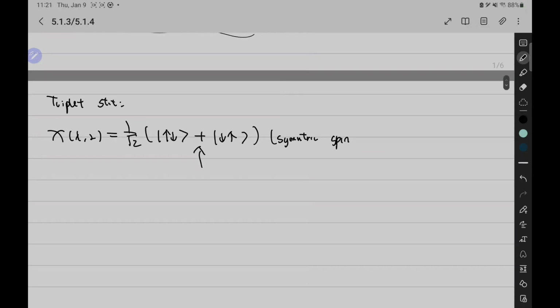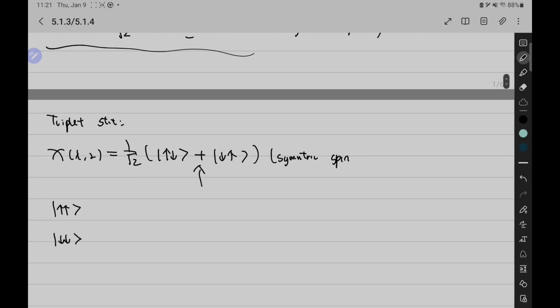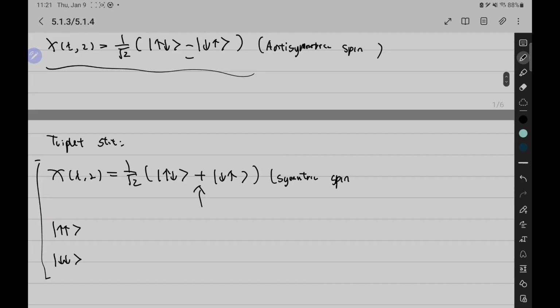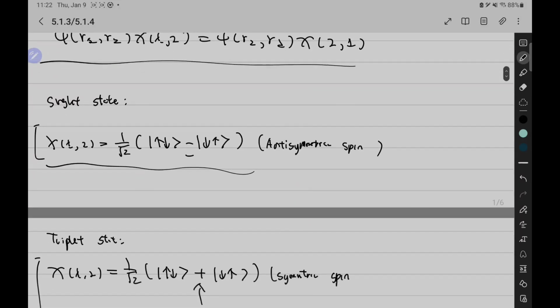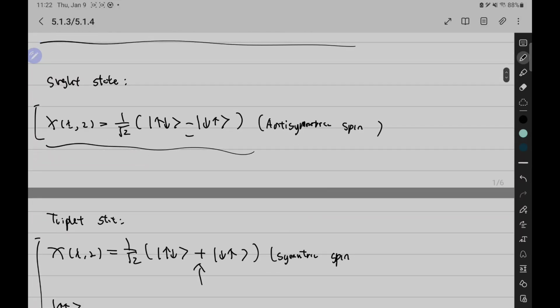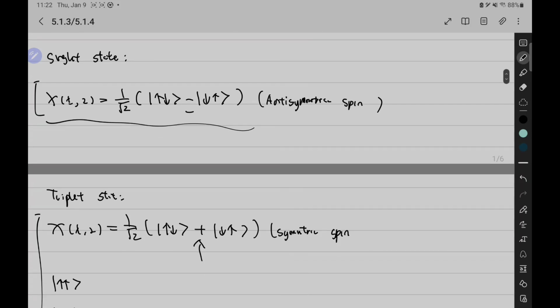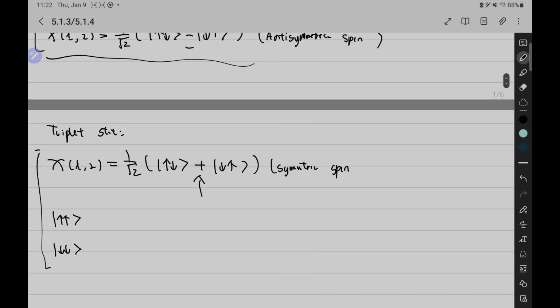And for the triplet state, there are also cases where both particles have spin up and both particles have spin down. So the triplet state consists of these three, and the singlet state consists of that. Back in chapter 4, the singlet state is antisymmetric, and all three triplet states that we have here are symmetric.